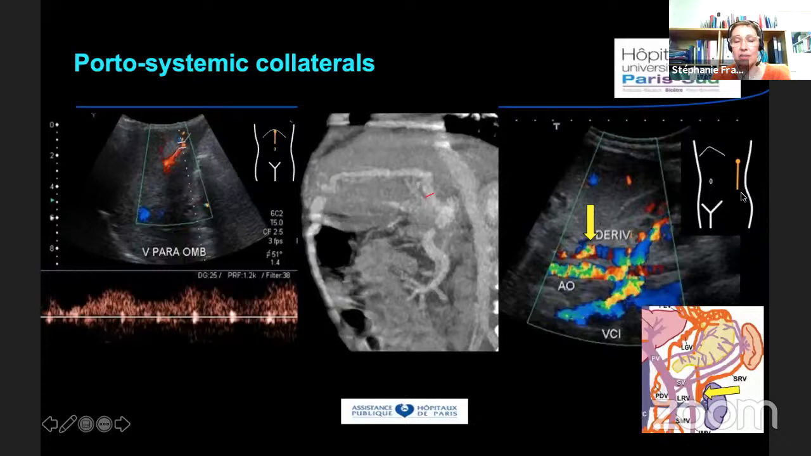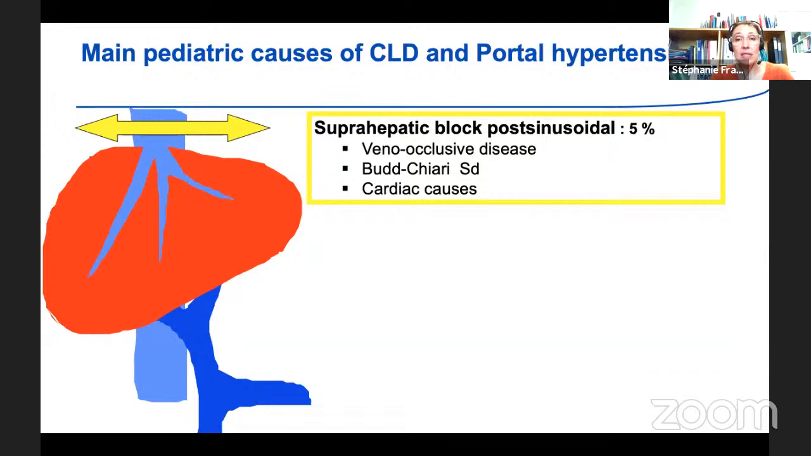And let's see now what are the causes of chronic liver disease and portal hypertension in children. The suprahepatic blocks are very rare. They are less than 5% of the cases, and you will find, like in adults, the veno-occlusive disease, but usually you have a context, Budd-Chiari syndrome and the cardiac causes.